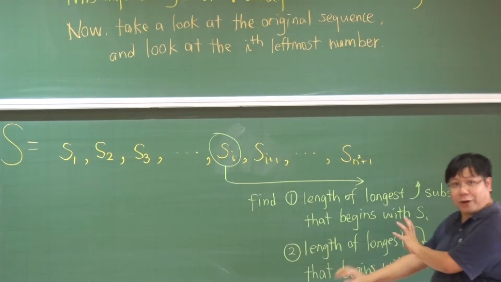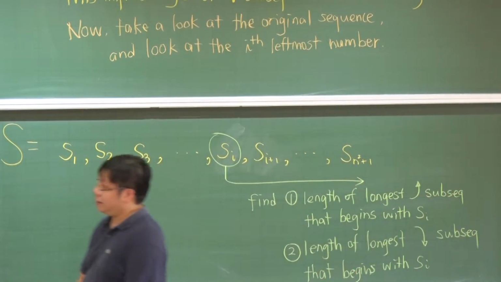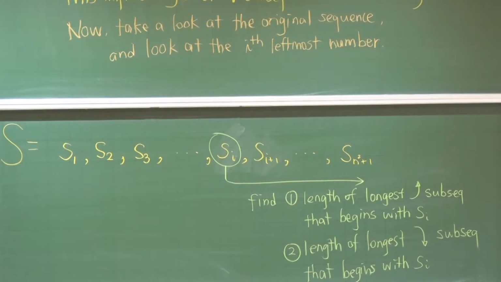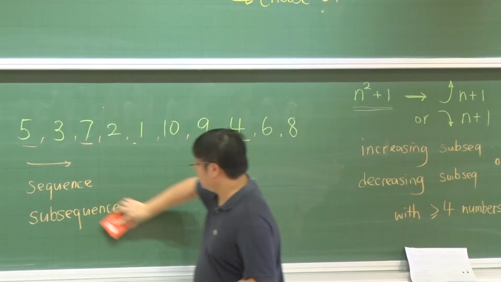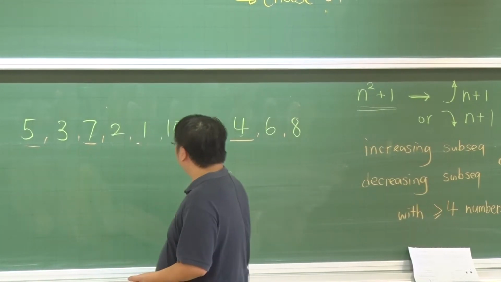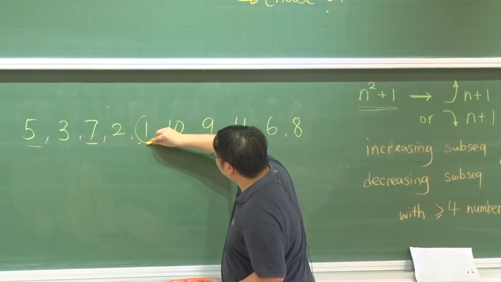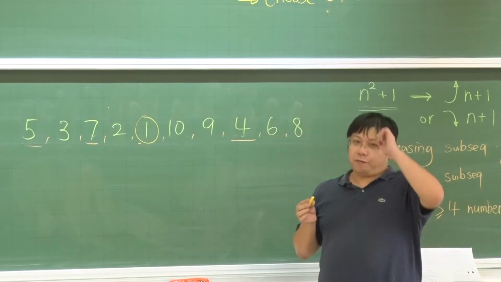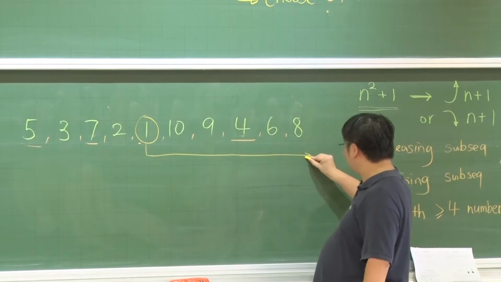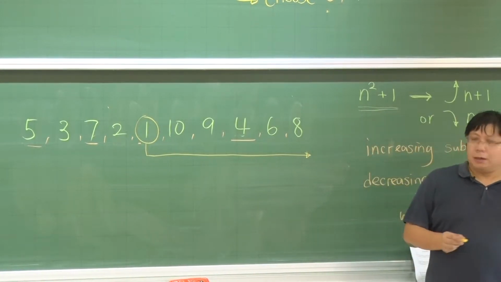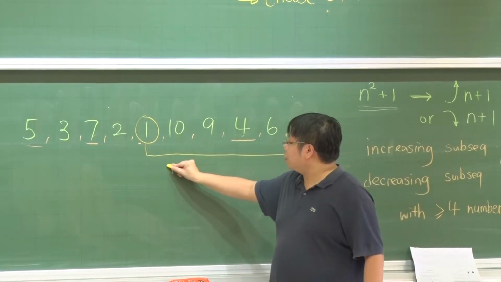Okay, difficult to understand. Look at this example. If you look at this example, for this number 1, let's take a look at this number 1. If we begin, we are going to look at it up to the end. For this one, we want to find out two numbers.